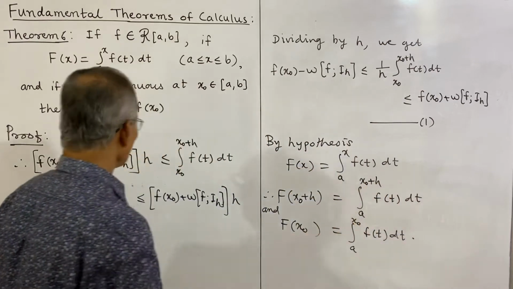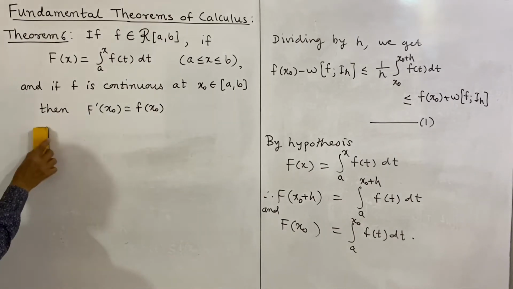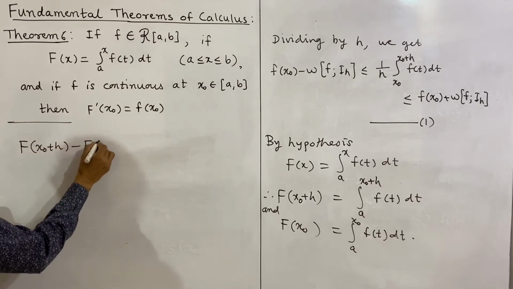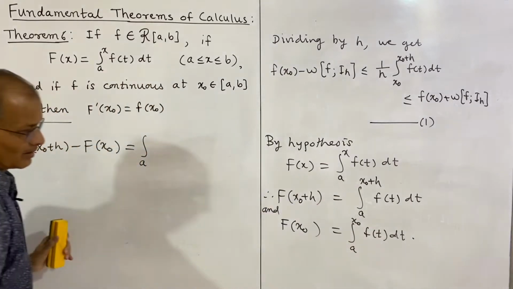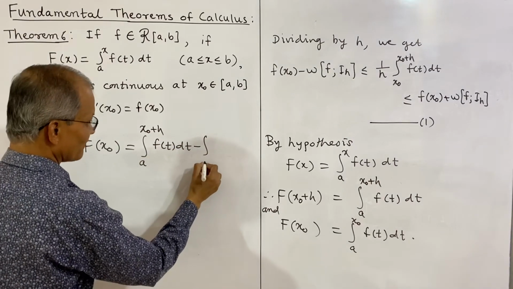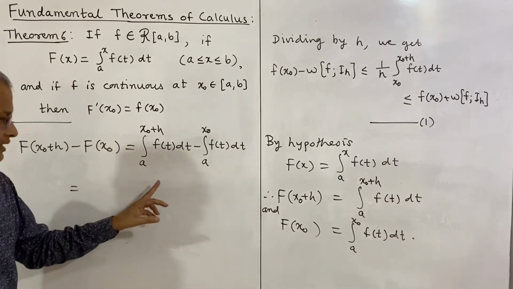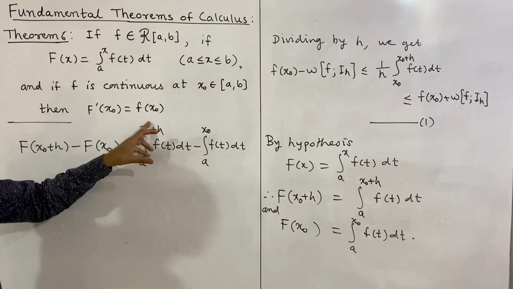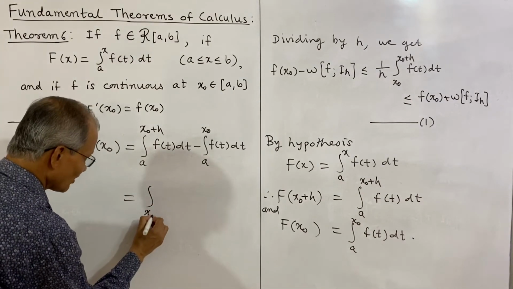Now we shall subtract these two, and the subtraction will give capital F of x naught plus h minus capital F of x naught, which is equal to the integral from a to x naught plus h of f of t dt minus the integral from a to x naught of f of t dt. And now we can split this integral in two parts, a to x naught and then x naught to x naught plus h. So the integral from a to x naught will cancel with this integral, and this remains as the integral from x naught to x naught plus h.